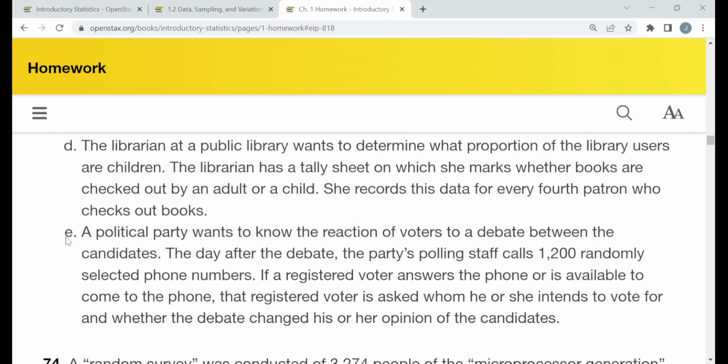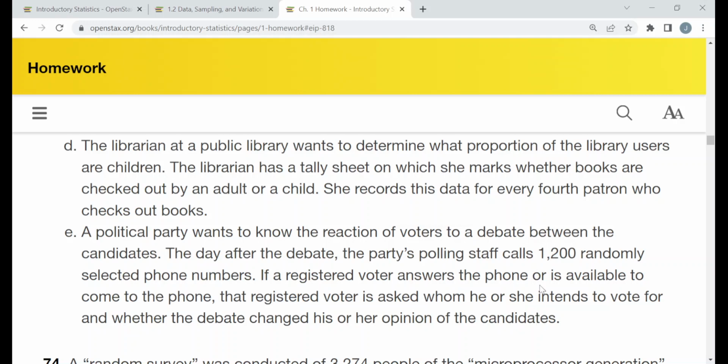And it looks like the final part here, and this will be the last one I do in this video. I think I've done enough examples of each. Hopefully they're understandable. Part E, a political party wants to know the reaction of voters to a debate between the candidates. The day after the debate, the party's polling staff calls 1,200 randomly selected phone numbers. If a registered voter answers the phone or is available to come to the phone, that registered voter is asked whom he or she intends to vote for and whether the debate changed his or her opinion of the candidates.